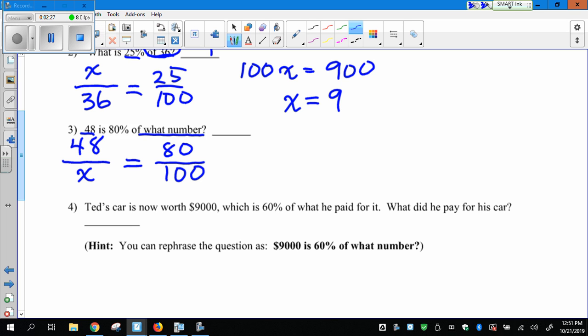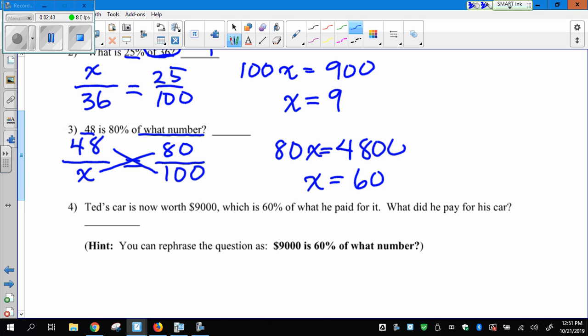On this one, cross multiply, I get 80x equals 4800. Divide both sides by 80, and I get x equals 60. So 48 out of 60 equals 80%.